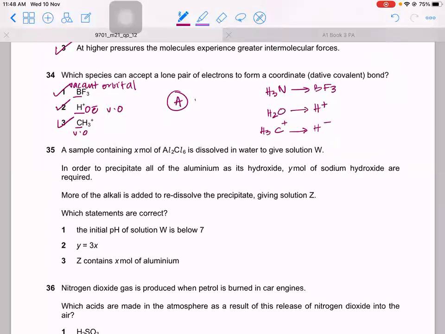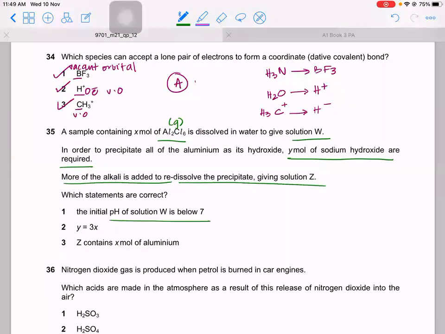All right. A sample containing X mole of Al2Cl6 is dissolved in water to give solution W. So you dissolve this in water, giving you solution W. In order to precipitate all of the aluminum as its hydroxide, Y mole of sodium hydroxide are required. The more of the alkali is added, it redissolves the precipitate giving solution Z. Which statements are correct? So let's see.